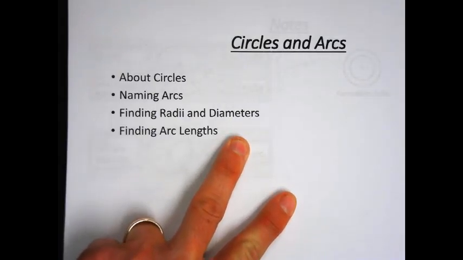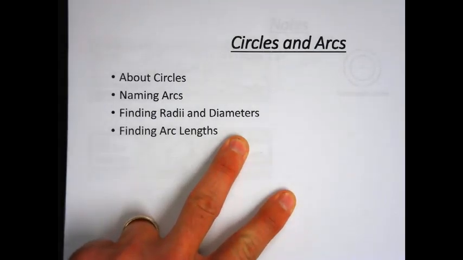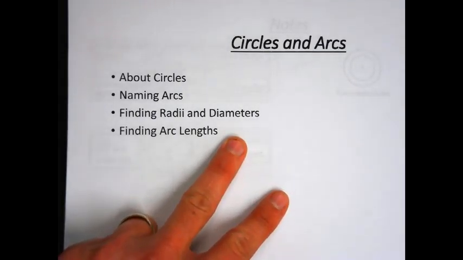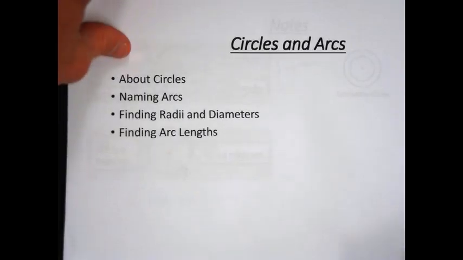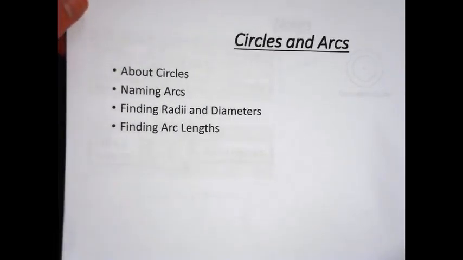Last time we talked about naming arcs and some of the qualities of a circle. And now we're going to get more into circumference and arc length and all sorts of neat stuff. So let's talk about that.